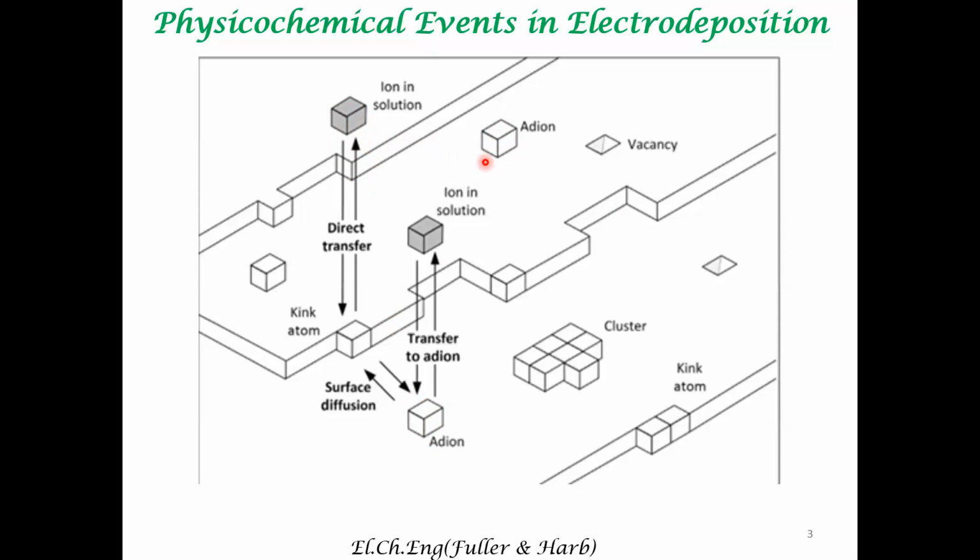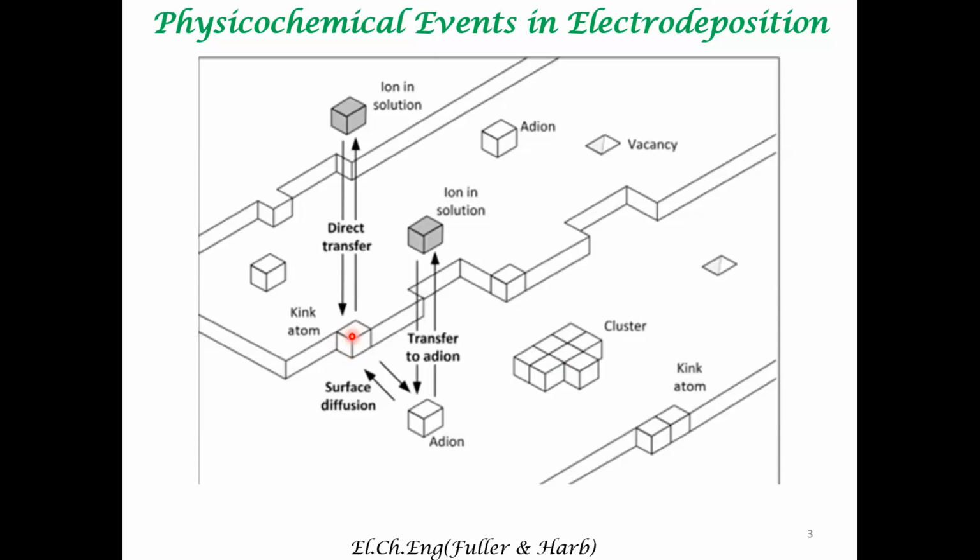There can be two kinds of transfer. Most of the electron transfer occurs over the flat surface. The ion can be transferred onto the flat surface and get reduced there. It may then diffuse and attach itself to the kink atom. Or the ions can directly get transferred to the kink site and get cathodically reduced at that site. So what is it that we are trying to explore?